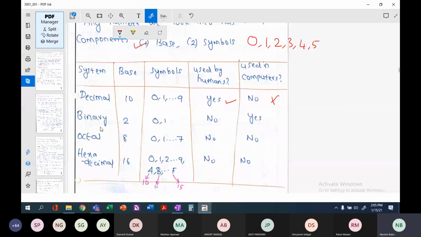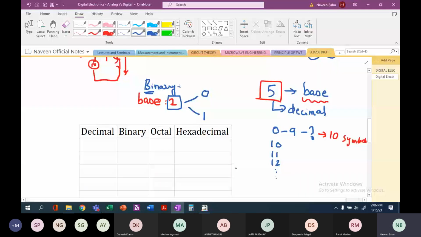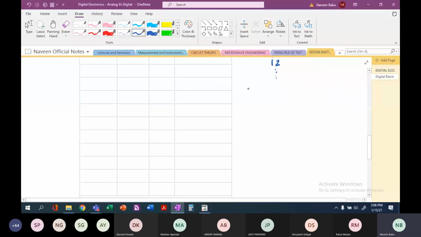Similarly, there is the octal number system and the hexadecimal number system. You all know what an octal is: octopus, right? It has got 8 legs. So octal has a base of 8 and the symbols are 0, 1, 2, 3 till 7 only. In the hexadecimal number system, hexa means 16. It means that the hexadecimal number system has got 16 symbols.